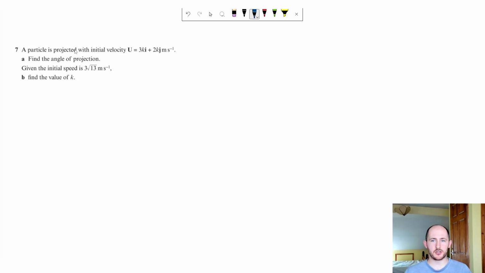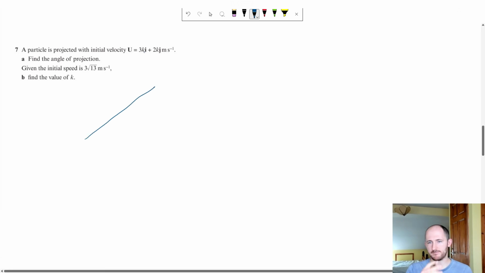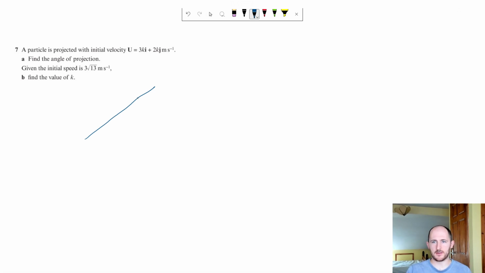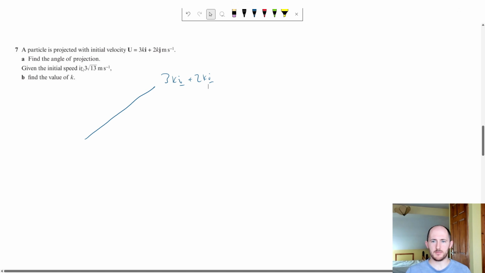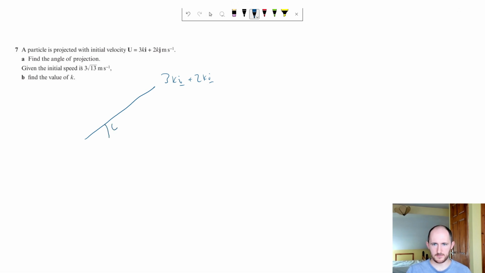It says find the angle of projection. So the velocity is a line going up and to the right. Why is it up and to the right? Because i and j are both positive. So it's going up and to the right, and that would give us 3ki plus 2kj. Now, angle of projection means this angle here.